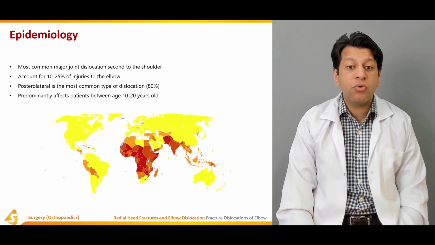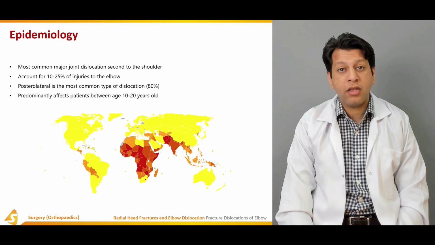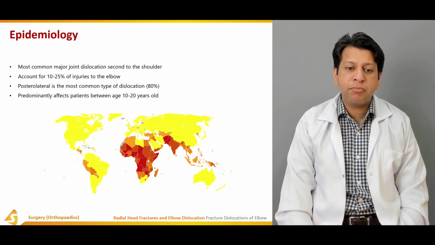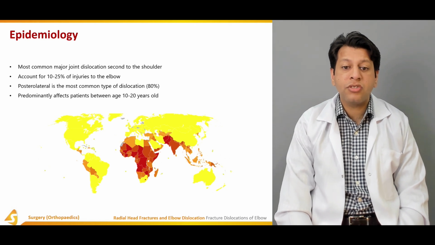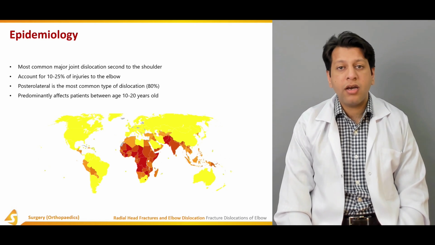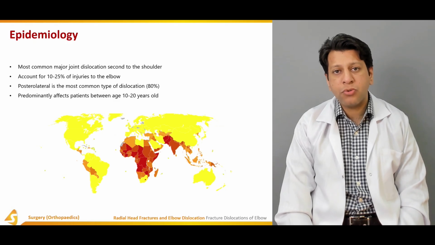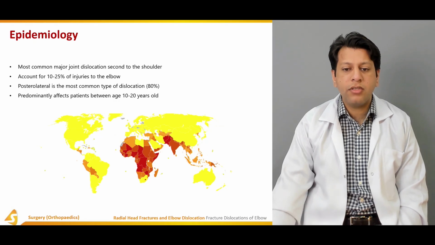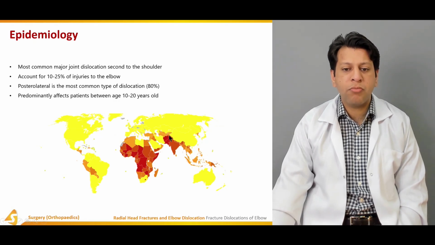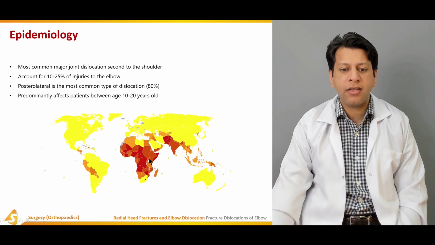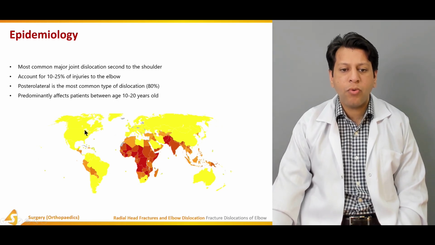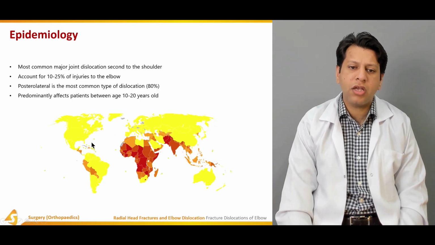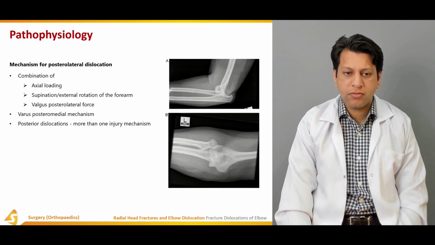Posterior lateral is the most common type of dislocation, almost 80% of the time. In 20% of the time, it predominantly affects patients around 20 years of age, and in other cases it is sometimes isolated posterior or posterior medial as well. And if you see, these red areas are where it is more common, especially traumatic, especially in the African countries, while in the Asian or European countries, this is less common as compared to these areas.